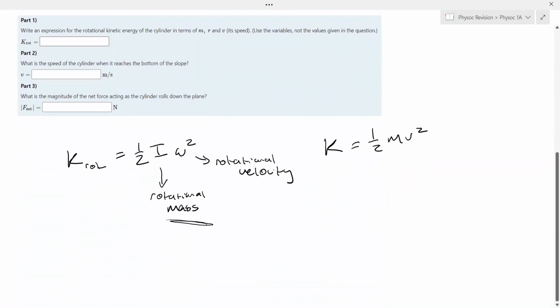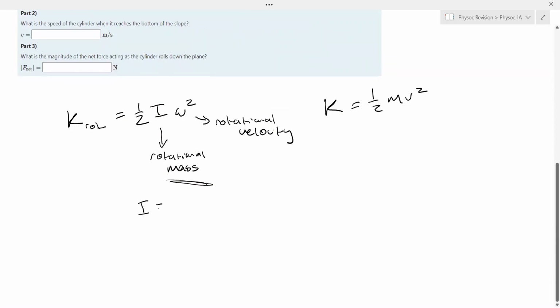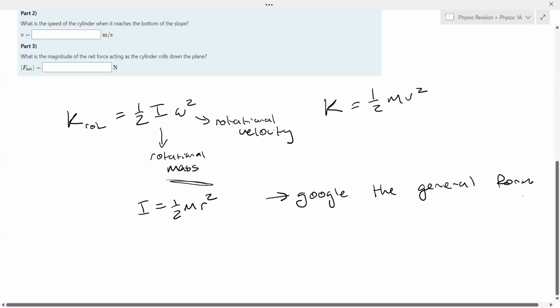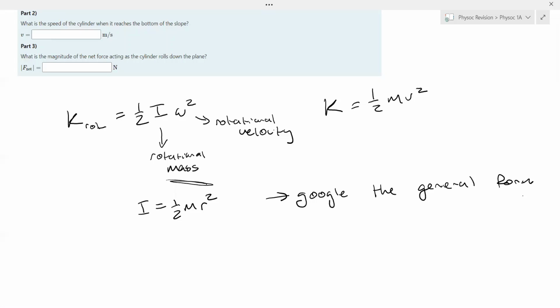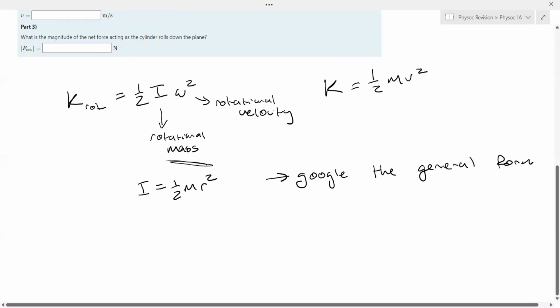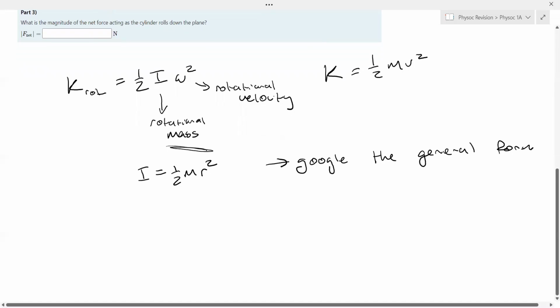So basically this is the form, and they've given us the form for the moment of inertia of a cylinder. So I is equal to half mr squared. If you get any other shape in the exam, just Google the general form, because there is a general form equation for pretty much any shape, rather than trying to derive it using the integral or the sum. It absolutely probably exists, unless they give you some really weird shape, but that would be mean.